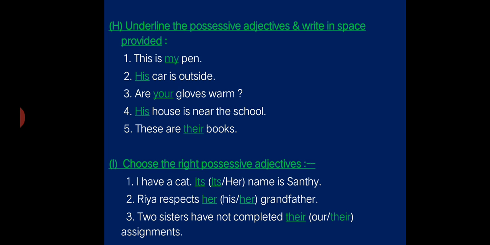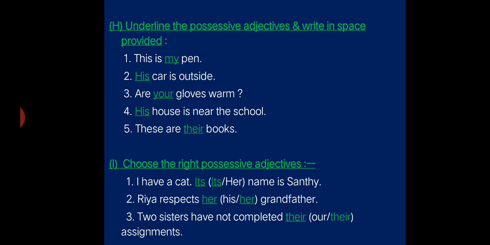Let's start with the first sentence. This is my pen. The answer is my. Next is, his car is outside. His. Are your gloves warm? Your. His house is near the school. His. These are their books. The answer is their.